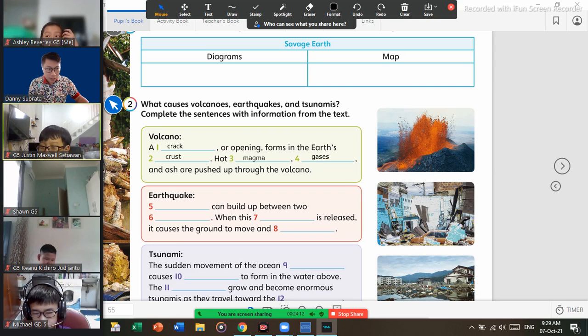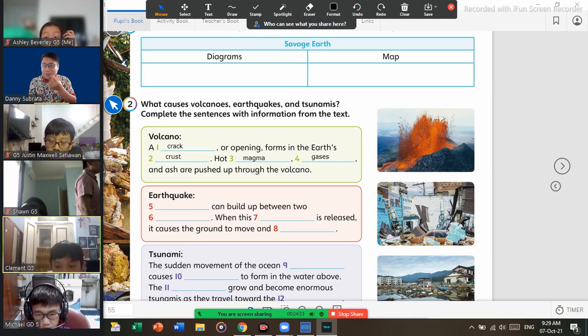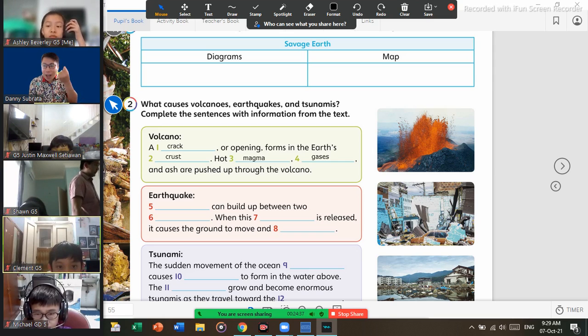Oh, 80%. Okay. So let me ask you, do you have a pimple? Or in Bahasa Indonesia, jerawat? No. Okay. Actually, a volcano is almost like a pimple or jerawat. Yes, because when you push it, it will burst out.